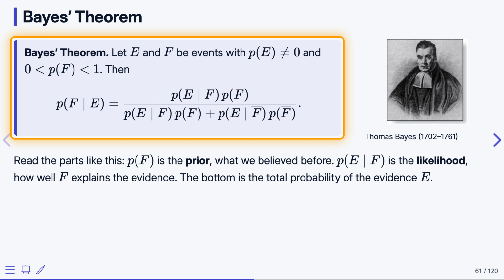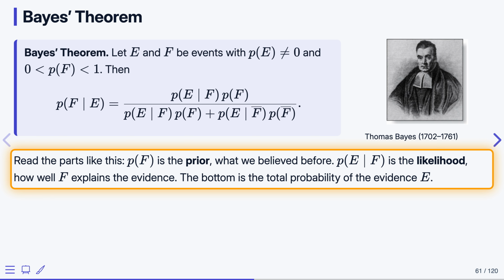This is Bayes' theorem. It gives the probability of F given E, using the reverse probability, E given F. Look at the small print. The evidence E must have some chance of happening, and F must be neither impossible nor certain, so that both conditional probabilities make sense. Look at the parts.